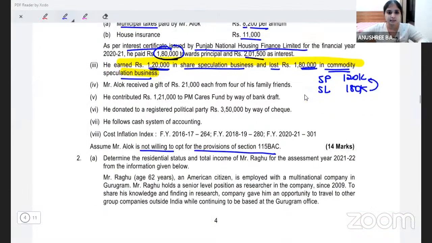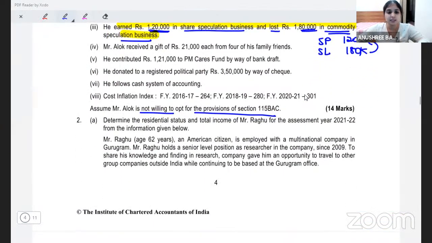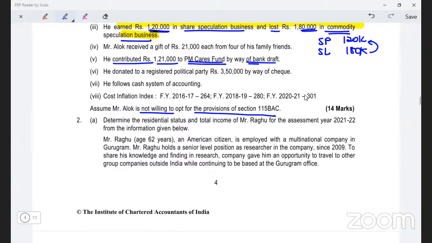Then after this, the next adjustment, he contributed 1,21,000 to PM CARES Fund by way of bank draft. What do you think about this payment? Which section will this go to?